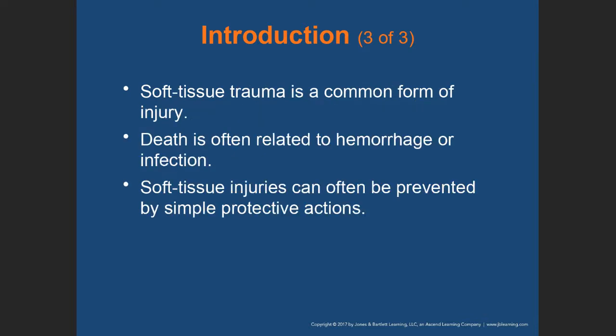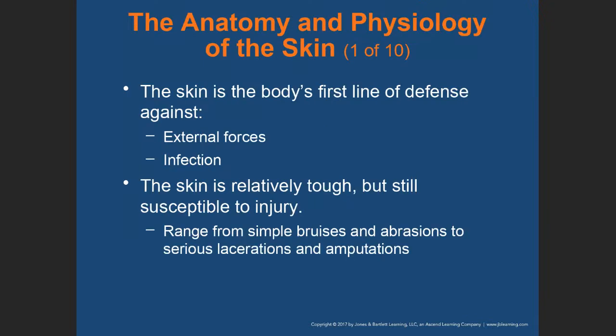Soft tissue trauma is a common form of injury. Death is often related to hemorrhage or infection. And in the field setting, we focus on hemorrhage control first, then infection control second. Soft tissue injuries can often be prevented by simple protective actions.